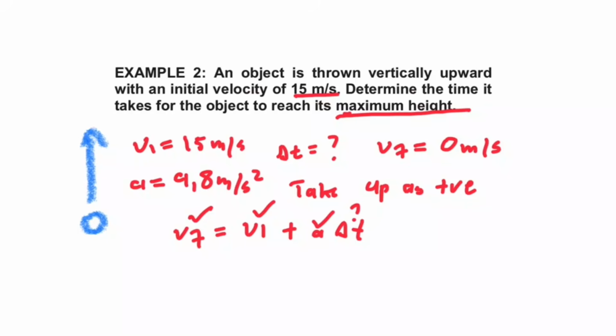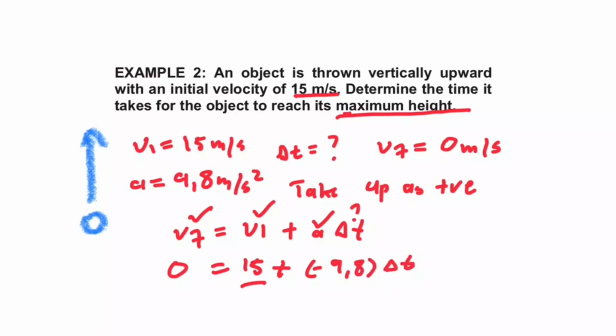If I go ahead and substitute, Vf is equal to 0. So we don't have to worry about whether it is positive or negative because it is just 0. And then Vi, on the other hand: our object is thrown upwards, and we are taking up as positive. So we must substitute that 15 meters per second with a positive sign. So we're going to have 15 plus the acceleration. The acceleration is always downwards. We're taking up as positive, so the acceleration should be minus 9.8. Delta t is what we're interested in.